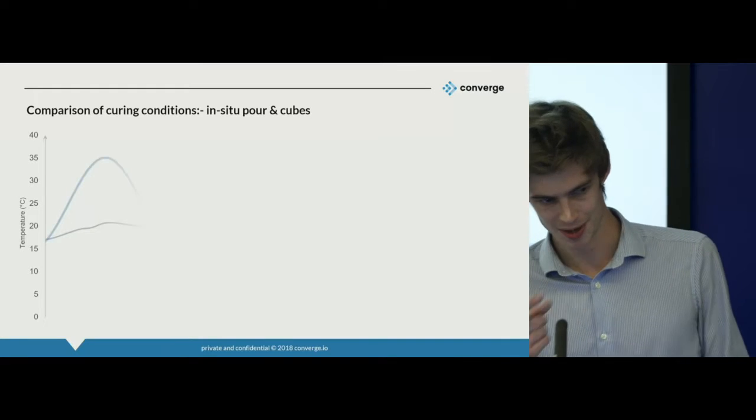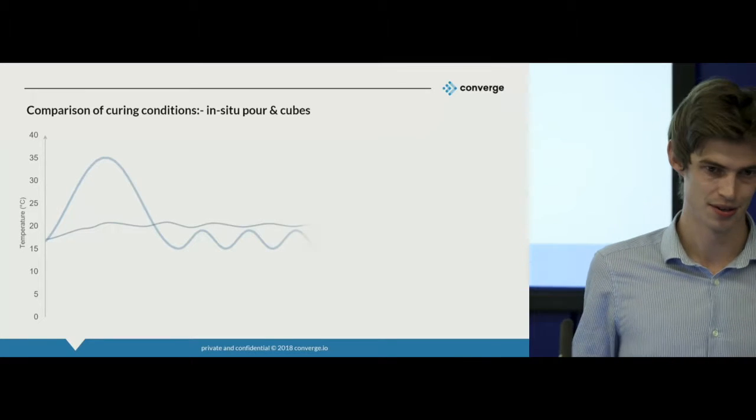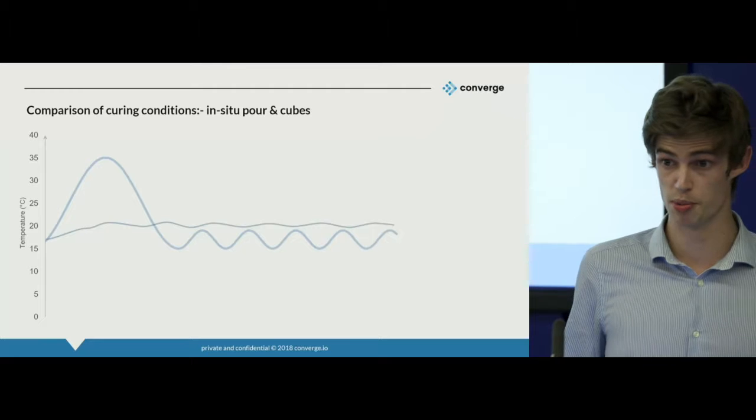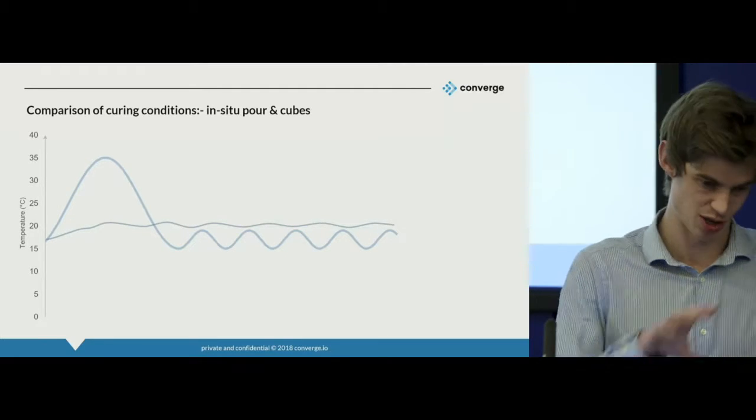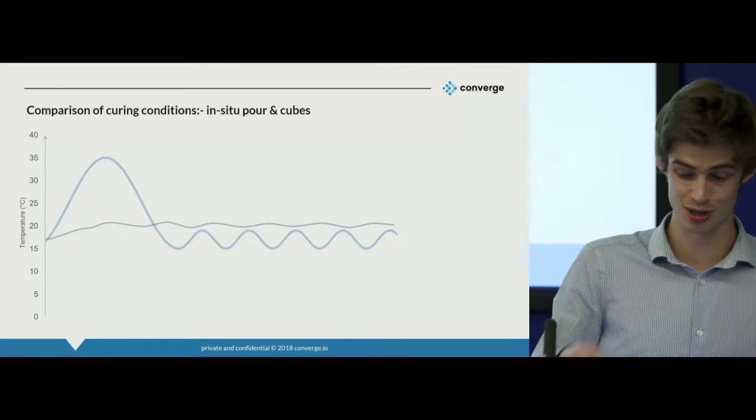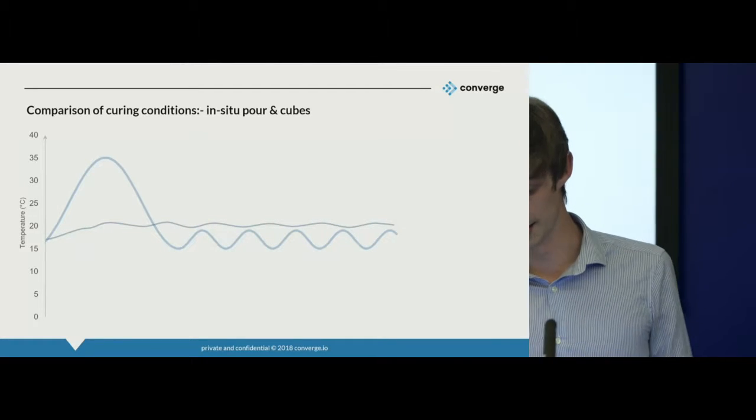So you'll see when we cast a thick element of concrete, then we get a higher temperature rise. It has more thermal mass and therefore generates more heat and retains more of that heat. Whereas the cube is a very small 100 mil by 100 mil cube. It's just going to lose a load of that heat straight off the bat.